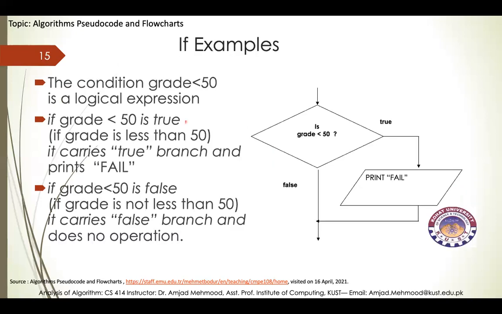Now you can see the example. The condition of grade is less than 50 is a logical expression. If grade is less than 50 is true, it carries the true branch and prints fail. If grade is less than 50 is false, if the grade is not less than 50, it carries the false branch and does no operation. Like you can see here, like if the grade is less than 50 and this is true, then it comes to fail. Otherwise, if this grade is more than 50, then it comes to false.